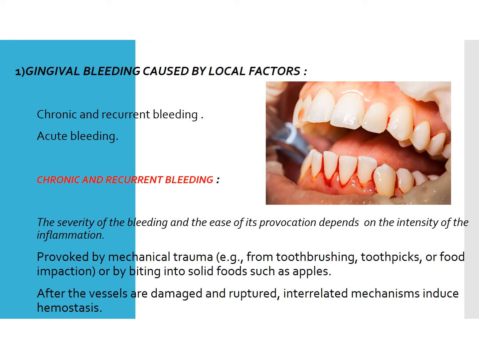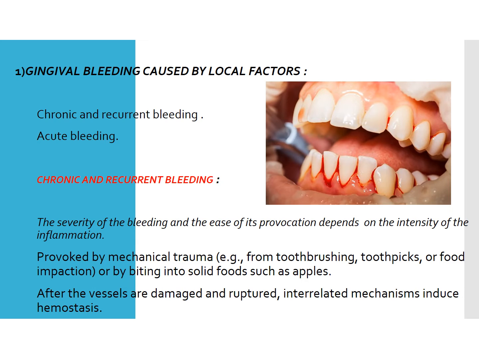Coming to gingival bleeding, it can be due to different factors, local factors and systemic factors. First, we are dealing with the local factors. It can be of two types: chronic and recurrent bleeding, and acute bleeding. So the first one is chronic and recurrent bleeding.